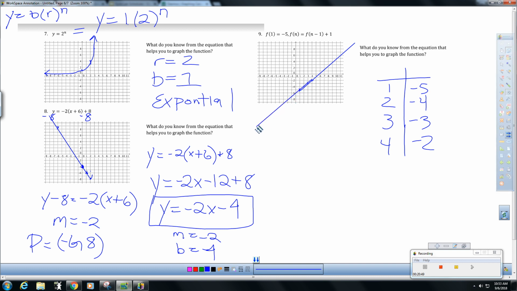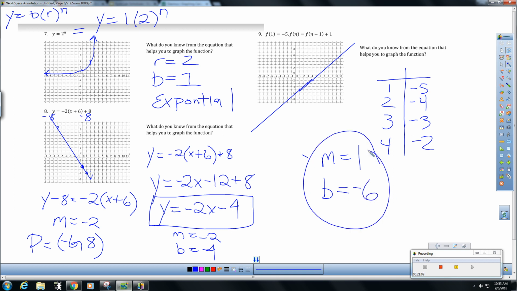This is the best I got with the tools that I'm given by Sycamore. Okay? Do you understand that? Yeah. What's the slope? Slope is 1. What's the Y-intercept? -6. Okay? What do you know from the equation? That's what I know. It's linear.